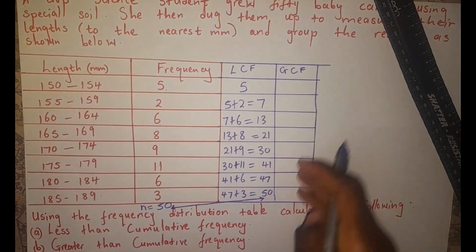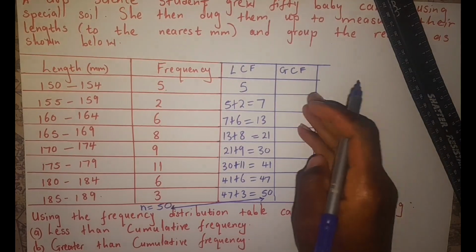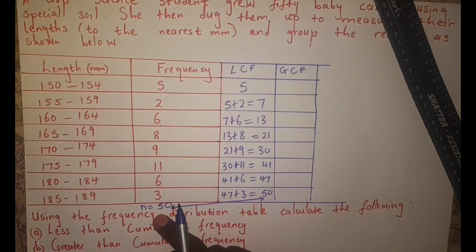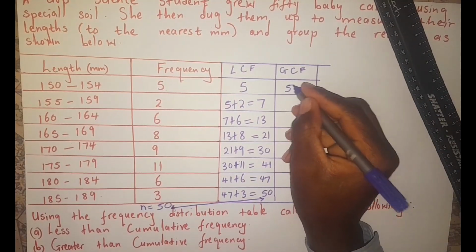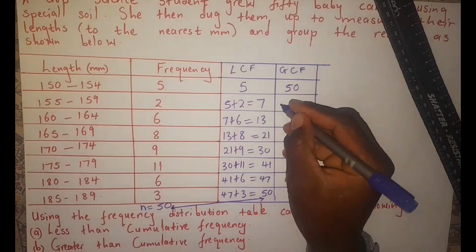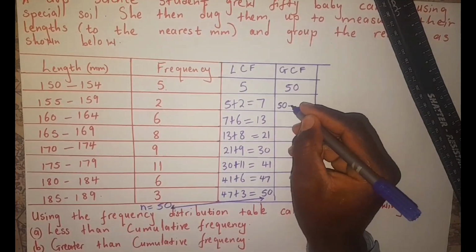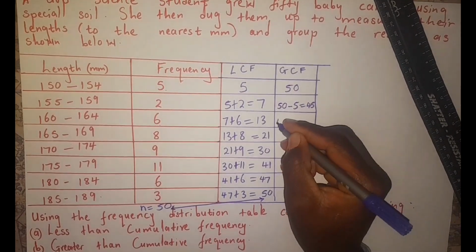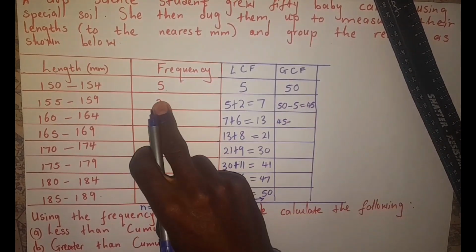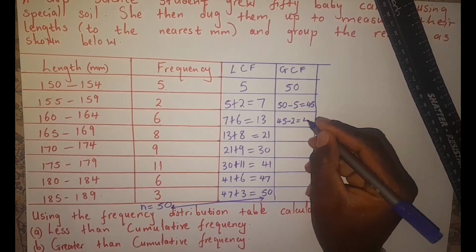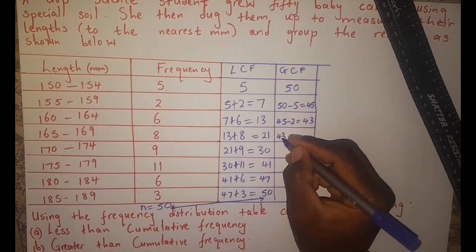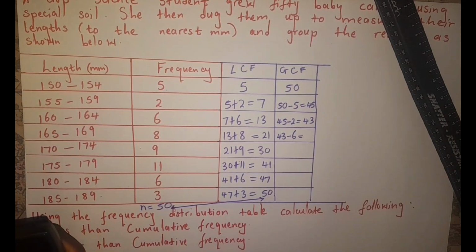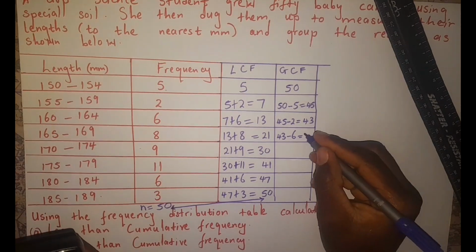Now how are we going to calculate the greater than cumulative frequency, or more than cumulative frequency? For the first one, we just take the total frequency, which is 50. For the second one, we take the first greater than cumulative frequency minus the first frequency, and it's going to be 45. Then we say 45 minus the second frequency, which gives 43. Then 43 minus the third frequency: 43 minus 6 is 37.